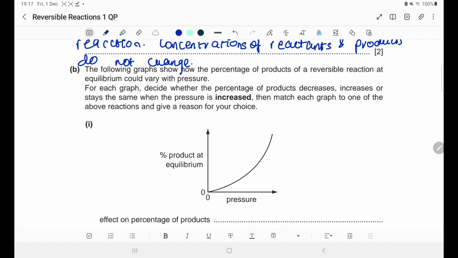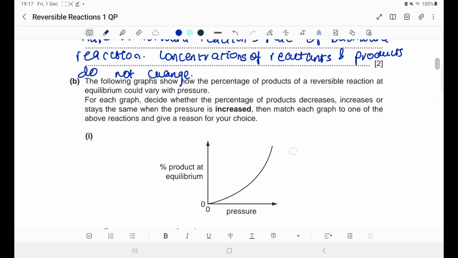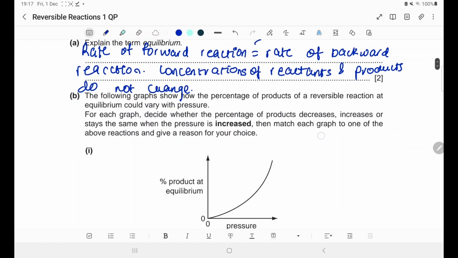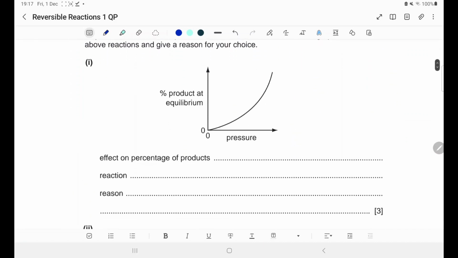The following graphs show now how the percentage of products of a reversible reaction at equilibrium could vary with pressure. For each graph, decide whether the percentage of products decreases, increases, or stays the same when the pressure is increased. Then match each graph to one of the above reactions and give the reason for your choice. These are the reactions given to us. So what is the effect of percentage of products?